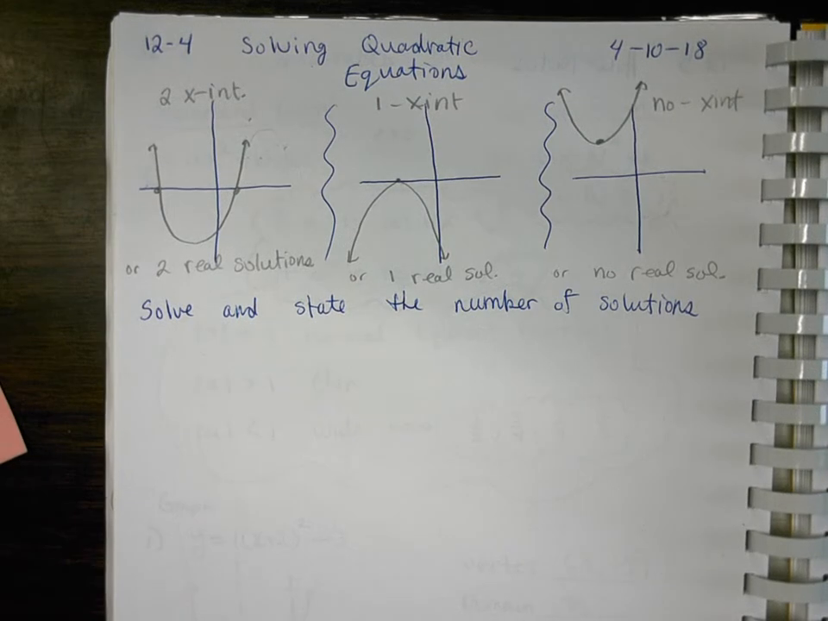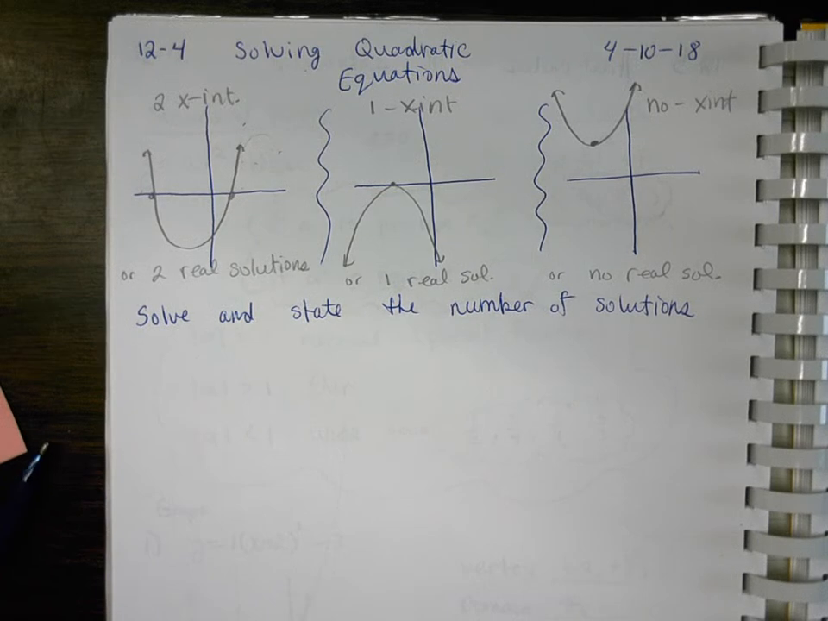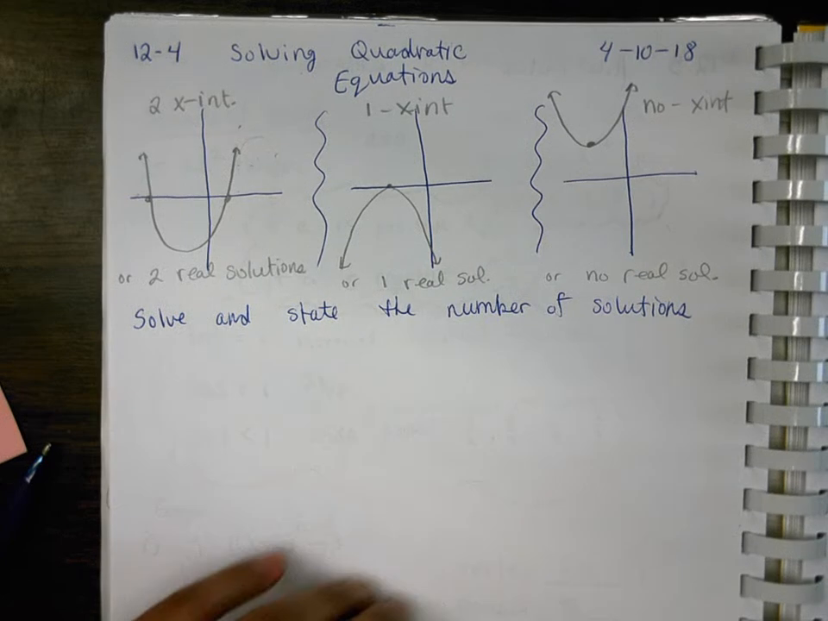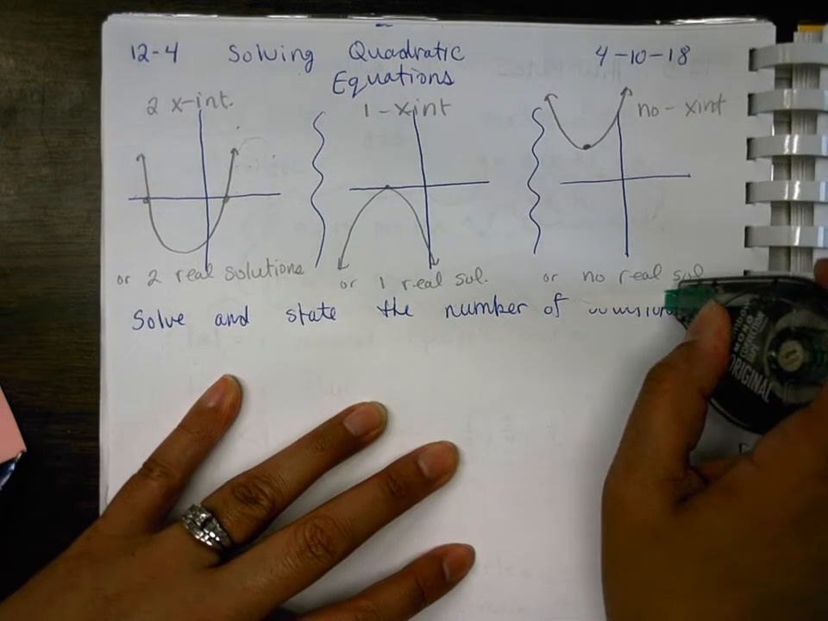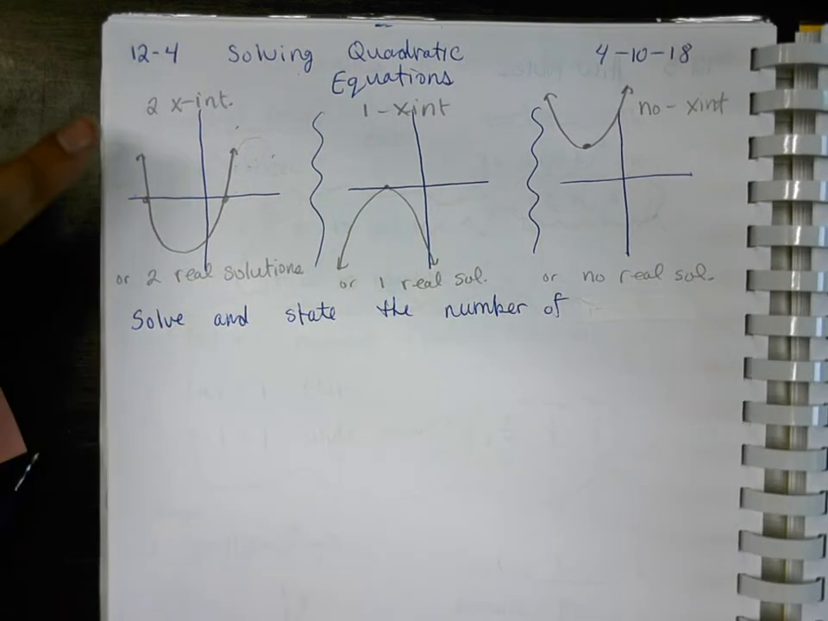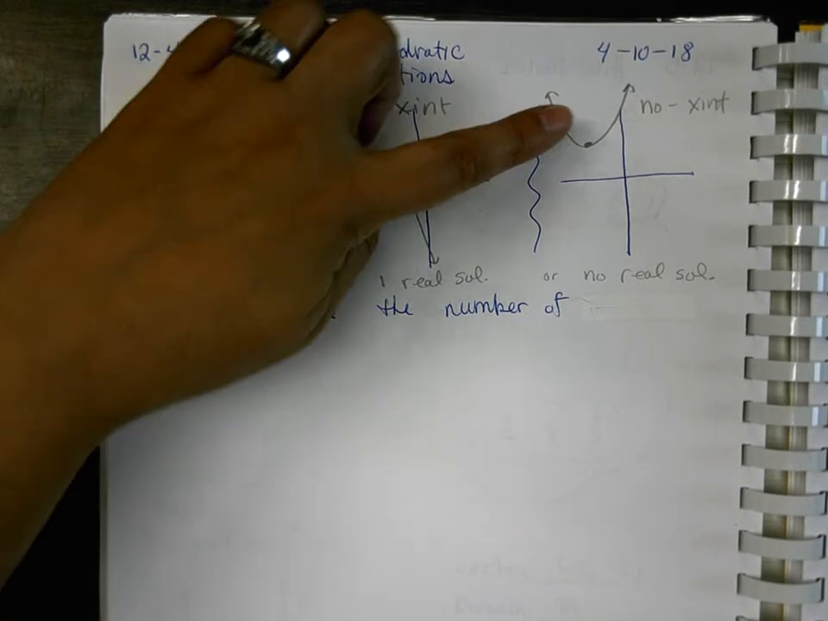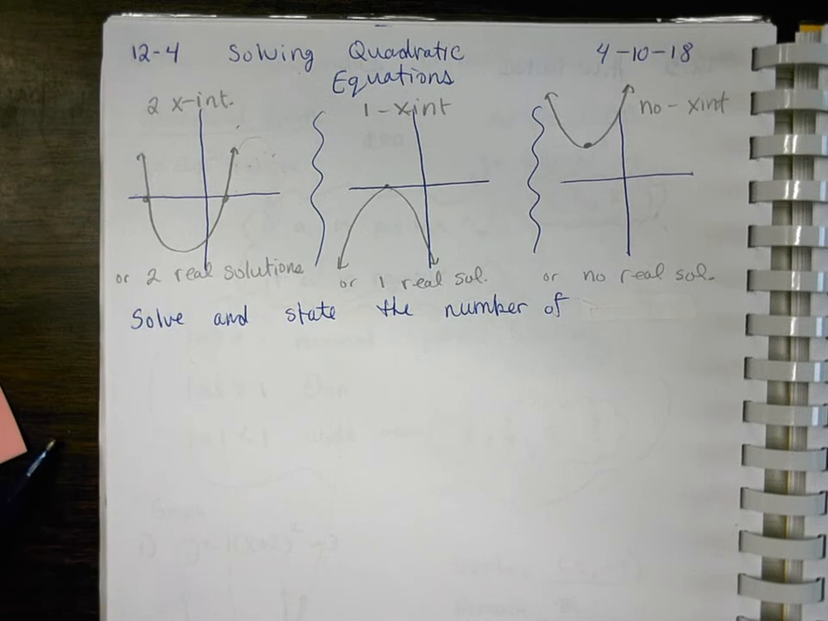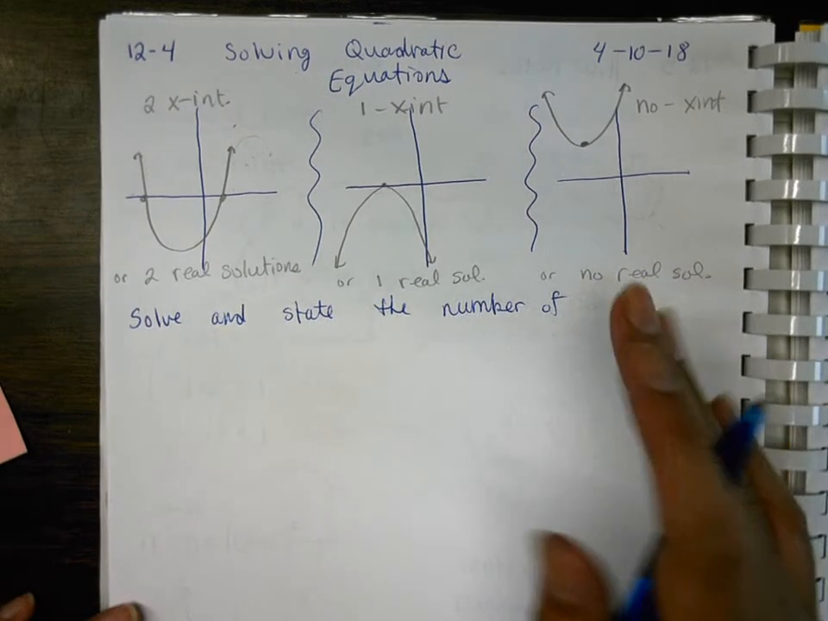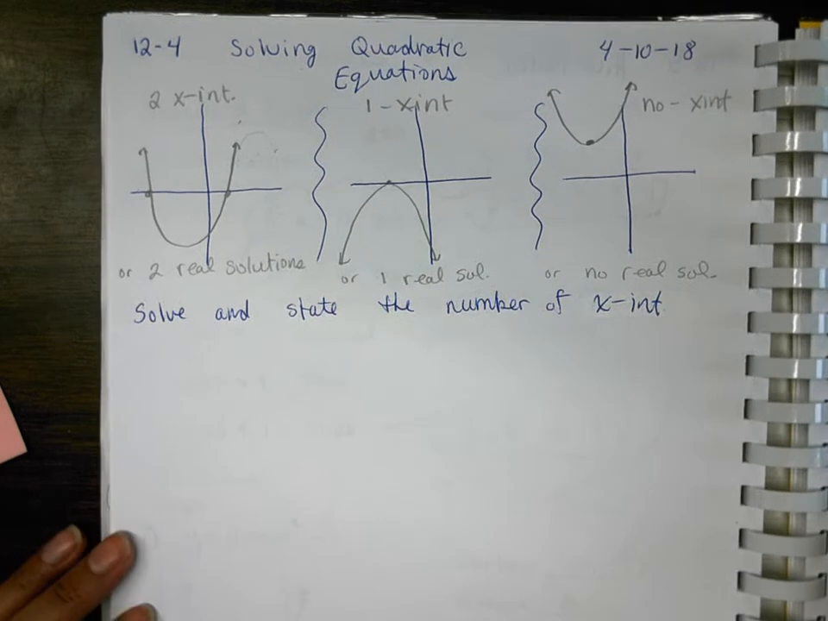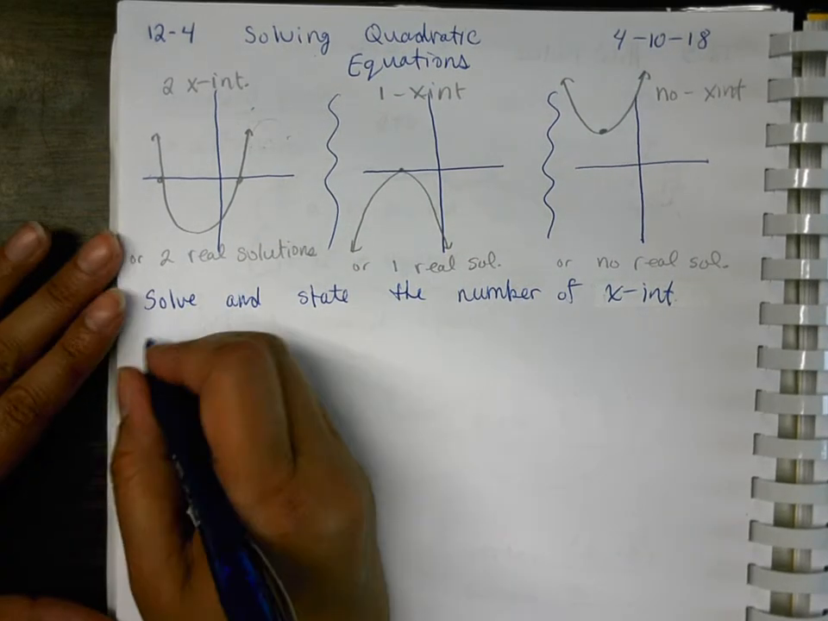Solve and state the number, and I'm going to replace the number of solutions with the word number of x-intercepts. Is that pretty much the same thing? 2 x-intercepts, 2 real solutions; 1 x-intercept, 1 real solution; no x-intercepts, no real solution. Is it the same thing? Indeed. Yes, number of, but we are going to use the word x-intercepts. All right. Number 1.